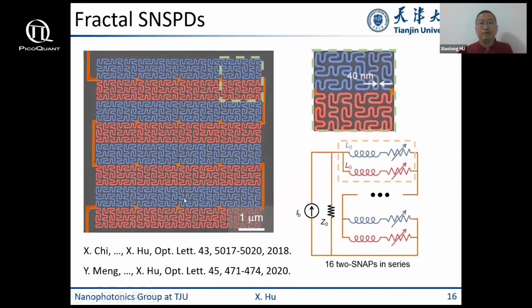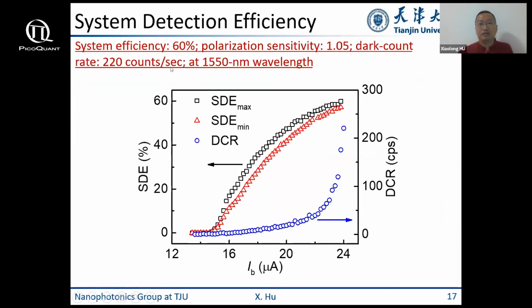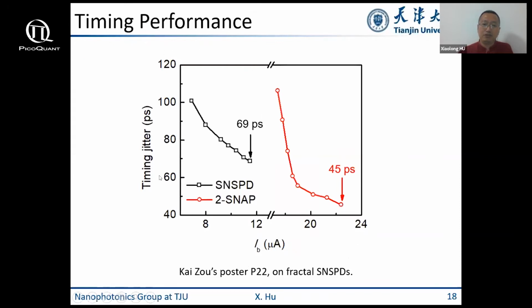We further optimize the device structure using a thinner, narrower nanowire with a width of 40 nanometers. This electrical structure is called cascaded 2 snaps. We use 16 such units connected in series, and 1 unit is 2 nanowires connected in parallel. After those optimizations, we get 60% system detection efficiency with 1.05 polarization sensitivity. This is quite a low number, with below 220 counts per second dark count rate at the telecom 1550 nanometer wavelength. We also measured timing performance, in particular timing jitter, and compared the timing jitter of cascaded 2 snap with a standard SNSPD.